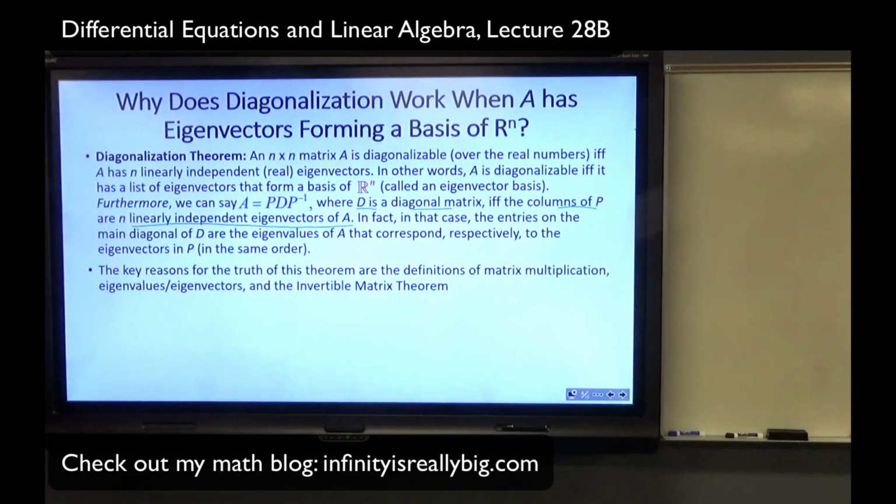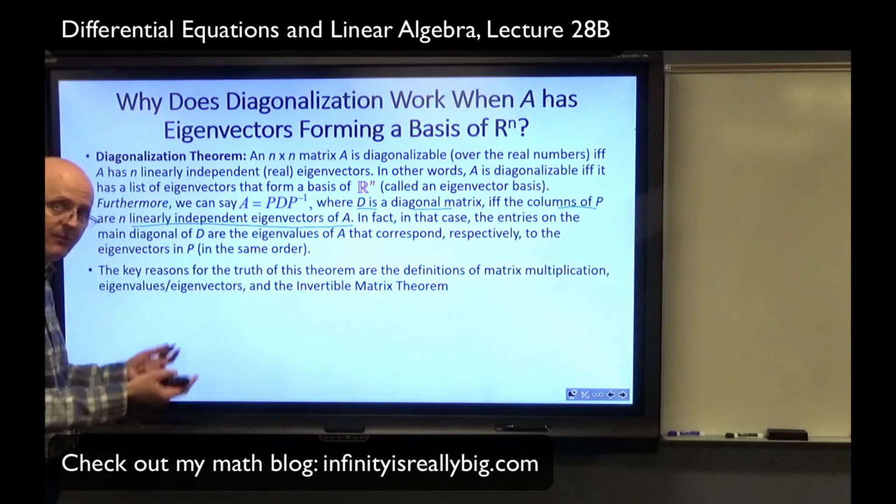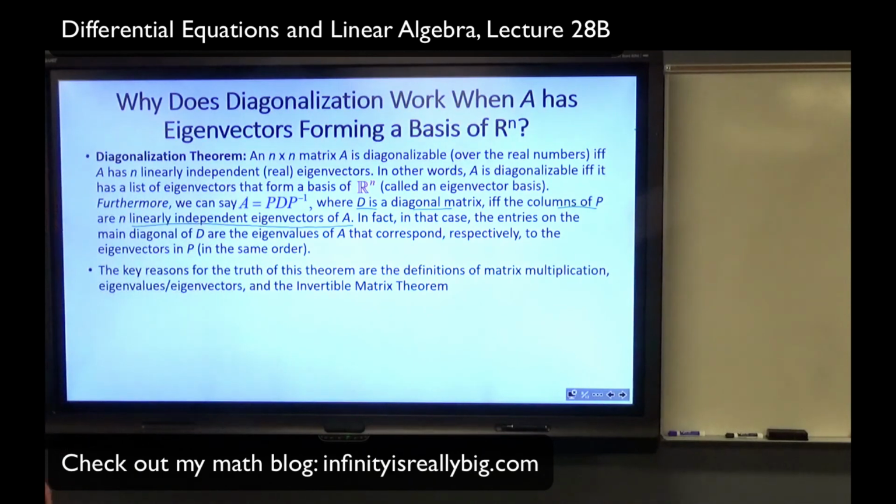The key reasons for the truth of this theorem are, first of all, the definitions of matrix multiplication, which is what I'm going to really focus on. Also the definition of eigenvalues and eigenvectors, which we have focused on, but will come into play again. And if you want a fuller proof, you also need the invertible matrix theorem. Here are the key equations that help you believe that this is true.